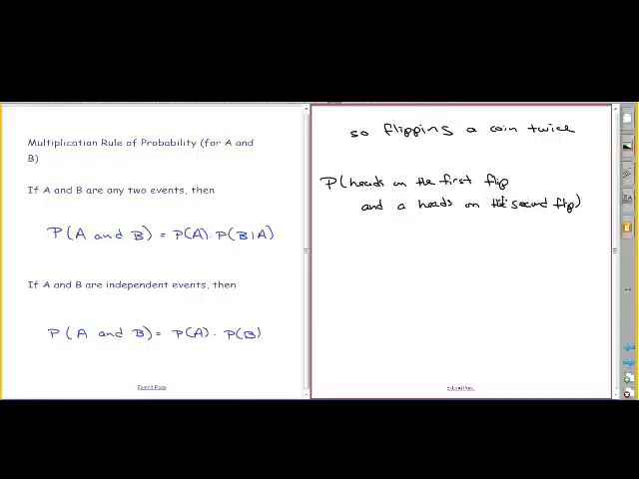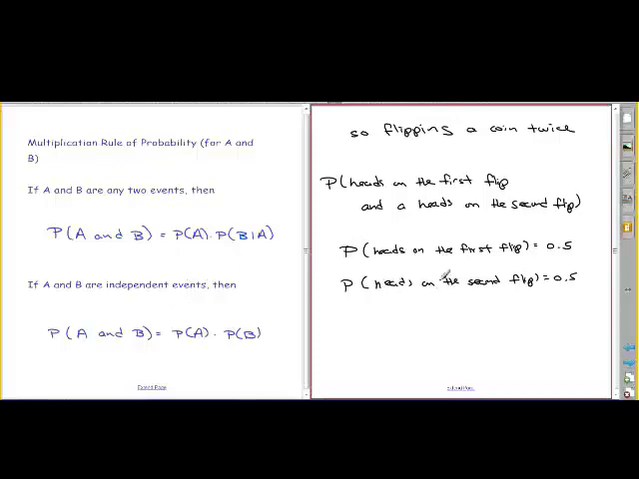So event A is the first flip, and event B is the second flip. So the probability of getting a heads on the first flip is equal to 0.5, because there's two choices. There's heads or tails. The probability of getting a heads on the second flip is also equal to 0.5, because it's the same coin. So then these are the individual probabilities.